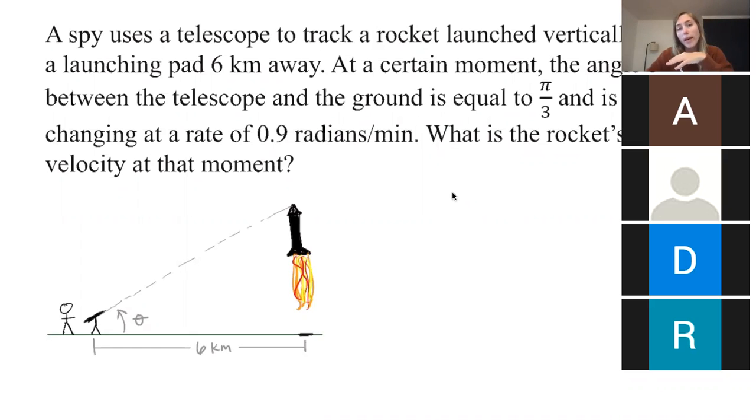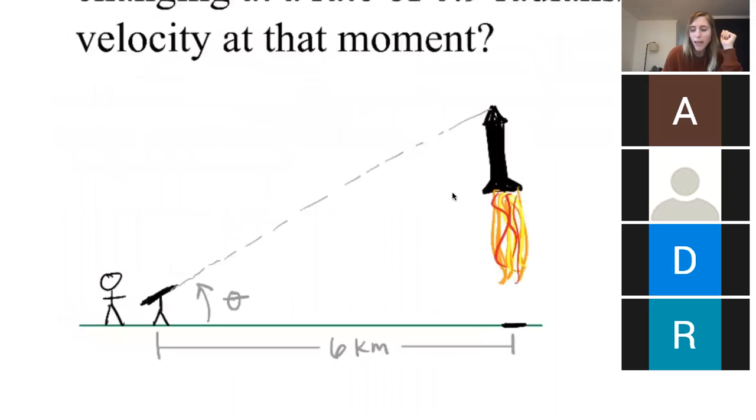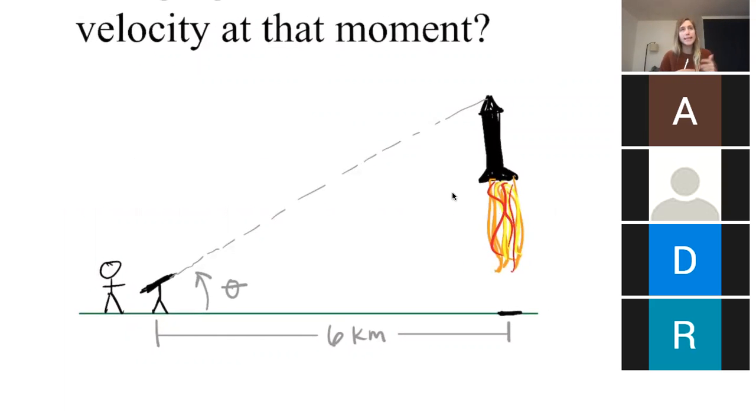But as the rocket travels up, up, up, the telescope is going to end up angling up, up, up to follow it. So theta is actually going to be getting bigger and bigger as time is passing. And we're given that theta is going to be changing at a rate of 0.9 radians per minute. We want to know what is the rocket's velocity at that moment. So going back to my picture, I want to finish labeling my picture before I state the given rate and the rate that we're solving for, so that then I can come up with the relationship between the quantities that are changing that I care about.